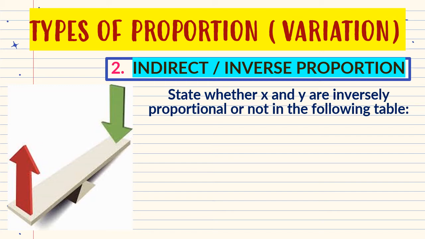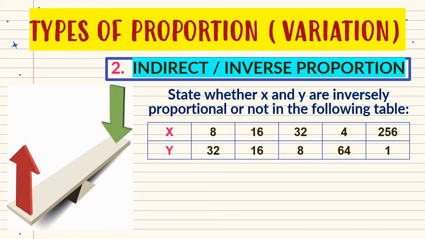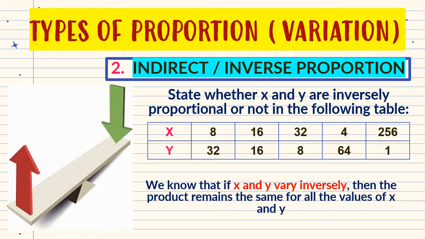State whether x and y are inversely proportional or not in the following table. So we have here also the value of x and the value of y. We will check each one of them. Here, we will multiply them one by one. We know that if x and y vary inversely, then the product remains the same for all the values of x and y.